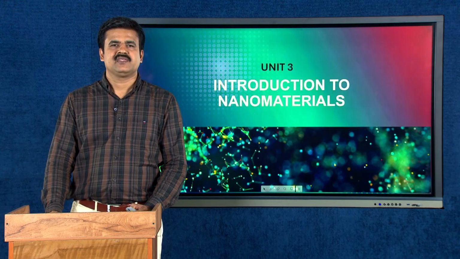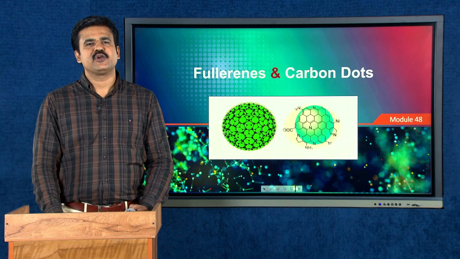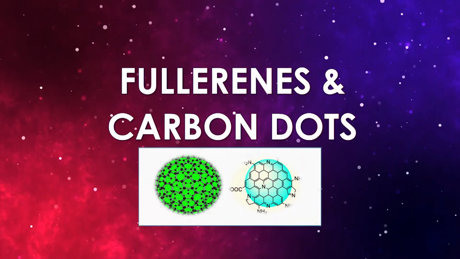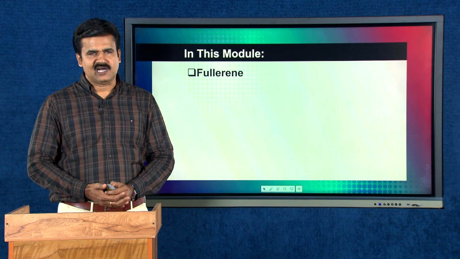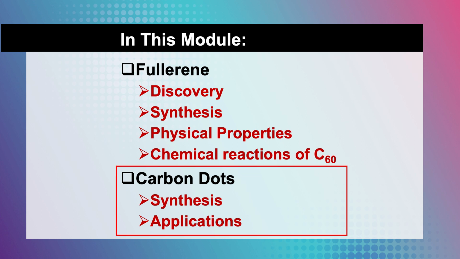Welcome dear learners. We are continuing Unit 3 Introduction to Nanomaterials. In the present module, we are discussing fullerenes and carbon dots. The contents of this module are fullerene, discovery, synthesis of fullerene, physical properties of fullerene, chemical reactions of C60 or fullerene, carbon dots, synthesis of carbon dots and applications of carbon dots.